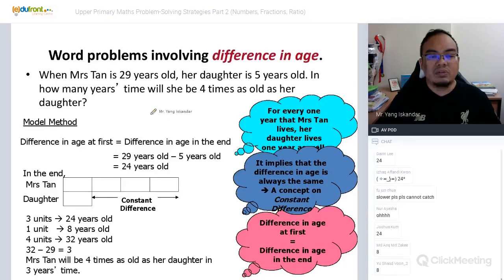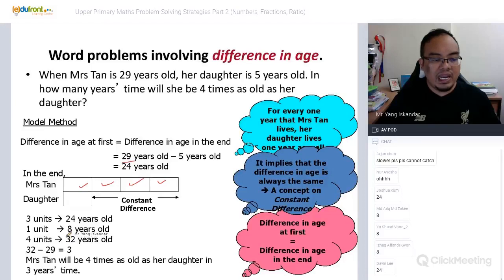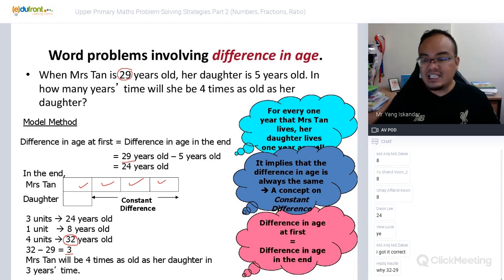And 1 unit is 8, right? And then they ask you, in how many years' time? Okay, so at the moment, Mrs. Tan is 29 years old. At the end, you have 4 units of Mrs. Tan, right? So 8 multiplied by 4, you get 32. So in how many years' time? So that means when Mrs. Tan is 4 times as old as the daughter, she will be 32 years old. Okay, so in the beginning, she was 29 years old. So 32 minus 29 is 3, right? So the answer will be in 3 years' time.